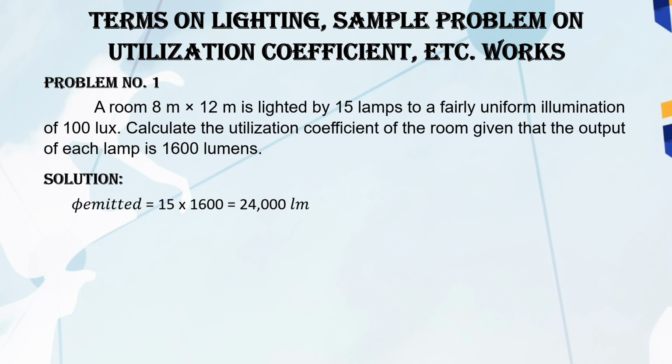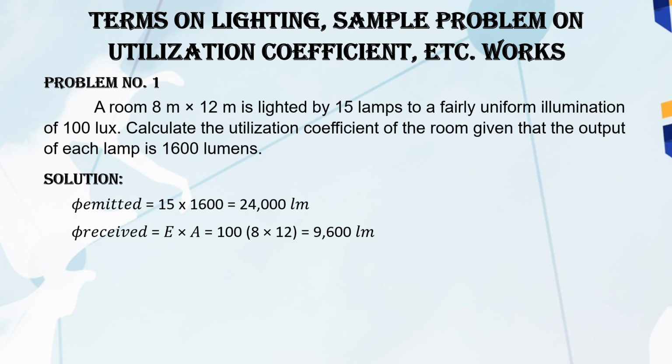And then, karon kini na pong luminous flux received. So, we all know na ang luminous flux received na formula kay E multiplied by A, where E is the illumination multiplied by A or the area. So, naa naman tay illumination nga 100 lux, and then ang area kay 8 meters by 12 meters. So, therefore, makuha na nato ang luminous flux received. So, 100 multiplied by 8 by 12 is equal to 9,600 lm.